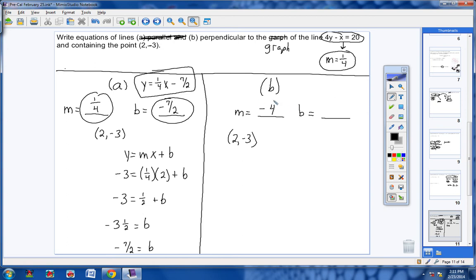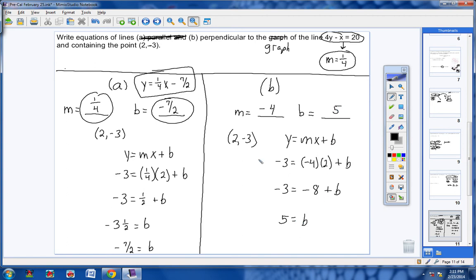So if I know the slope and I know a point the line passes through, I can find b relatively quickly by using my formula, y equals mx plus b. So where the y is, I will substitute -3. Where the m is, I will substitute -4. Where the x is, I will substitute 2. And now we can simplify this right side over here. So -3 equals -8, plus b. Now bring the -8 over and make it a positive 8. And when you do that, you will be left with 5 equals b.